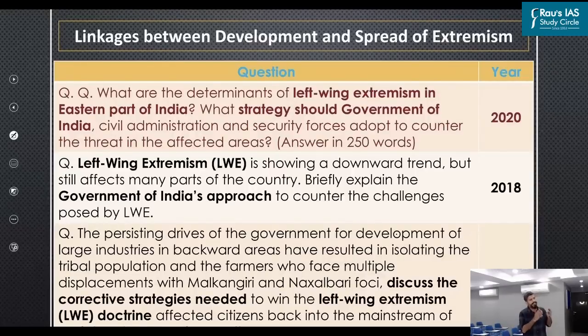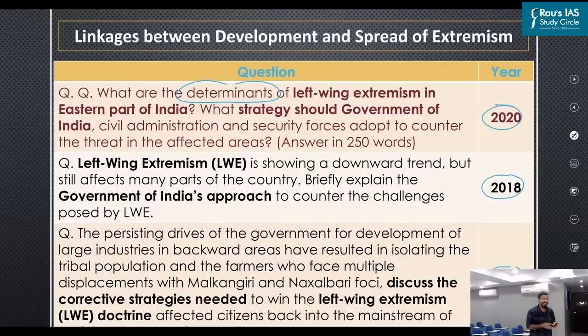If you look at the key aspects on which the question related to this has been asked, first is of course what are the determinants of left-wing extremism. Second is what is the government's approach. And this has largely been the theme of all the questions that have been asked in previous years related to Naxalism, be it 2015, 2018 or 2020. So if you are able to correlate the linkage between development and extremism in the Naxal areas, and if you have already prepared the government strategy and how you need to handle these challenges, you will be able to answer any question related to left-wing extremism that is asked in the mains examination.